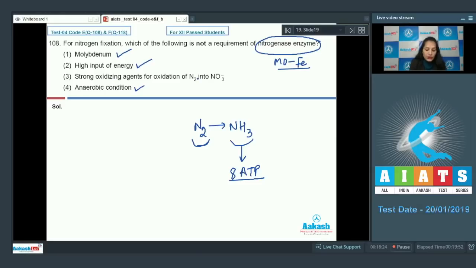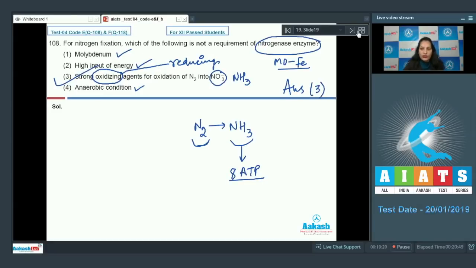So third one, strong oxidizing agents for oxidation of nitrogen into nitrate. No. During biological nitrogen fixation, we require strong reducing agents which can reduce nitrogen into ammonia, not oxidizing agents. And these reducing agents can be NADPH2 and FMNH2. So this statement is wrong. So the correct option for the given question is option number 3. Let's move on to the next question.